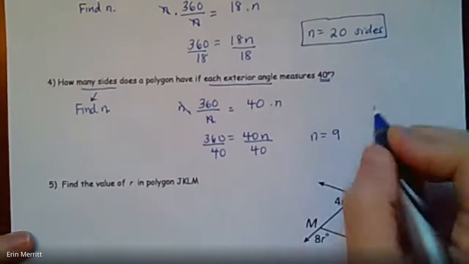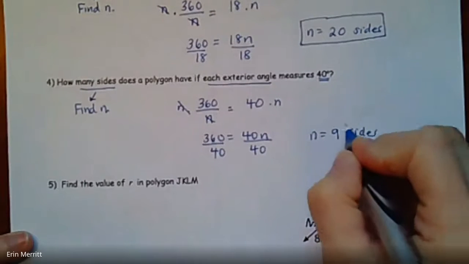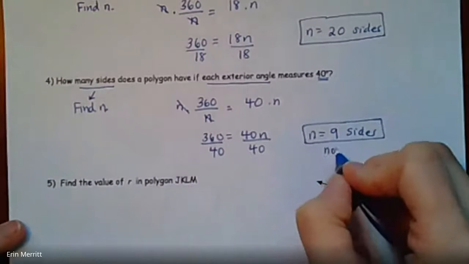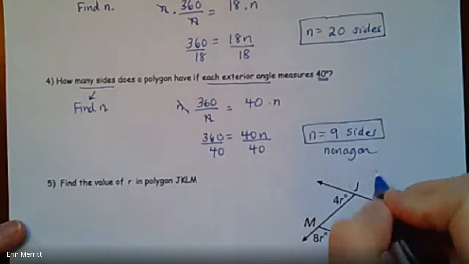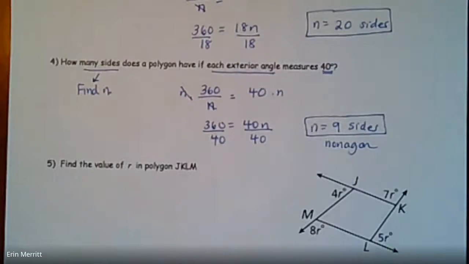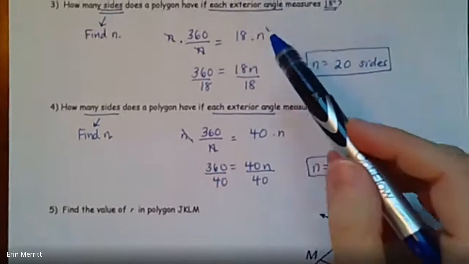And so when it says how many sides, I can say 9 sides. If I'm feeling fancy, I know a name for that one. That's called a nonagon. That's my favorite one because it sounds a little goofy, but it's fun to say. So a nonagon.